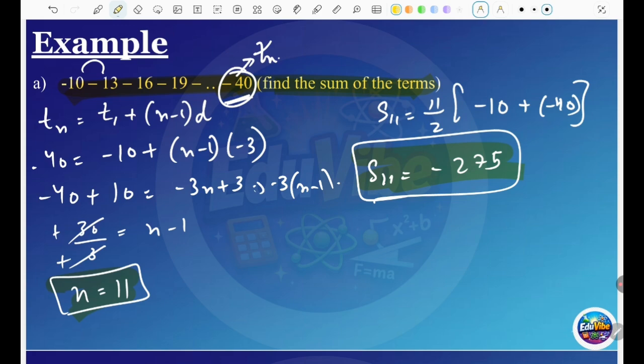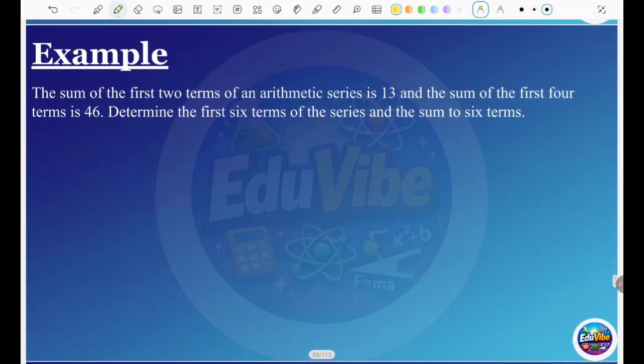Easy thing. Find the n first, and then now we involve the arithmetic series and frequencies both together to find the things. So we have a next question over there. The question says the sum of the first two terms of an arithmetic series is 13 and the sum of the first four terms is 46. You have to determine the first six terms of the series and the sum of the six terms.